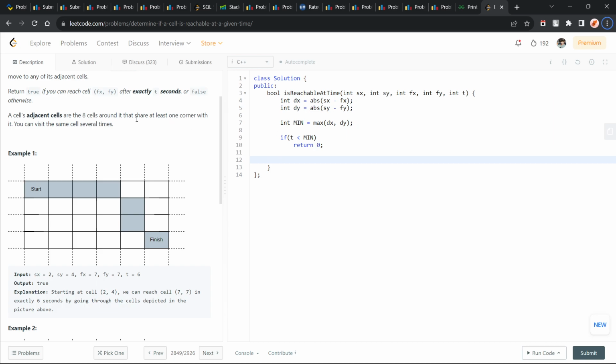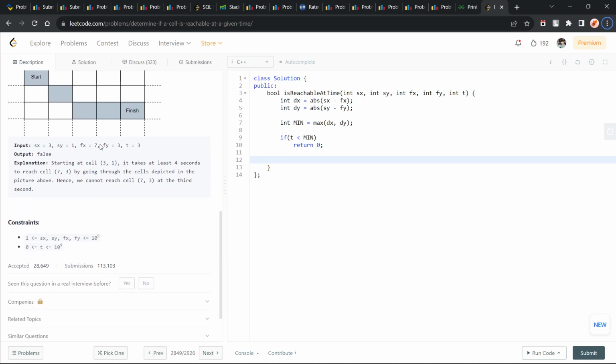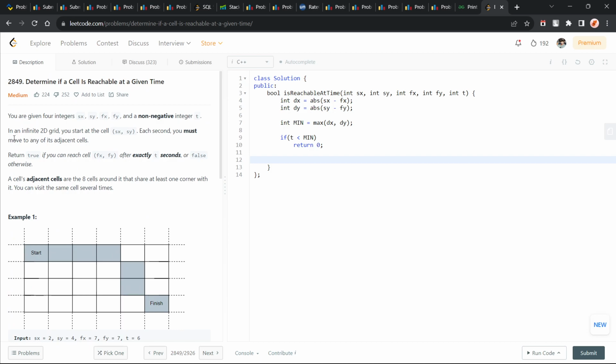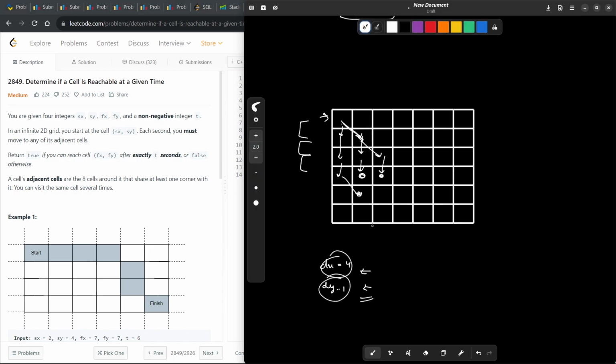Now let's see what happens. We have to reach the cell after exactly t seconds. So let's say we reach a cell adjacent to it. We wanted to go here, but we have reached here. Now what we can do is move here and then go here.